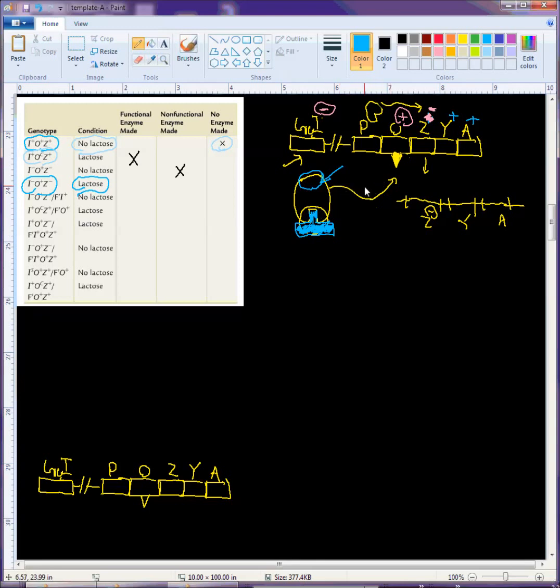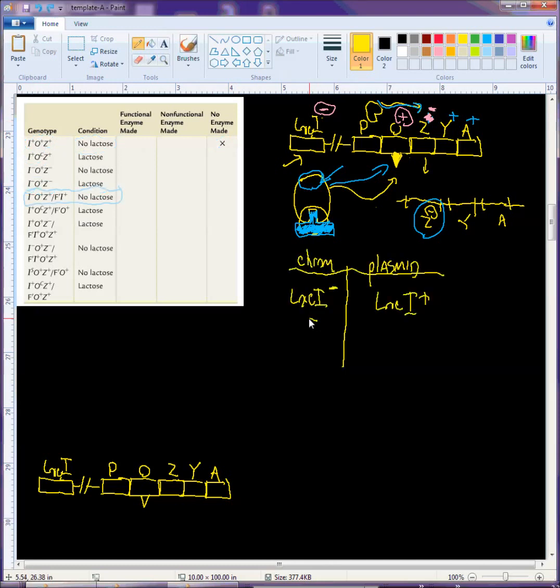So the same thing's going to happen. This can't block here. RNA polymerase is happy. It's going to transcribe all the structural genes, but Z is still mutated. So we have a non-functional enzyme made under these conditions. Okay, so let's take a look at the next one.